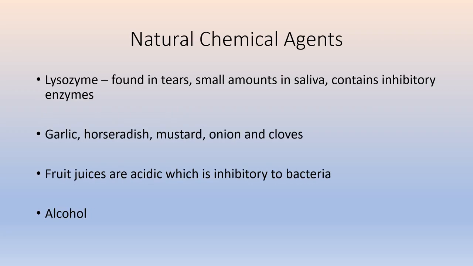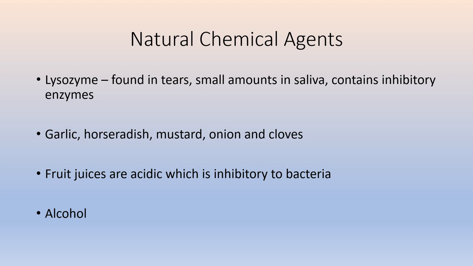In terms of some of your natural chemical agents that are found, lysozyme is found in your tears. It's a small amount. It's also in your saliva. It has enzymes that also are inhibitory, so they help to prevent infection. Garlic, horseradish, onions, some of these different natural foods do have some inhibitory properties to them.